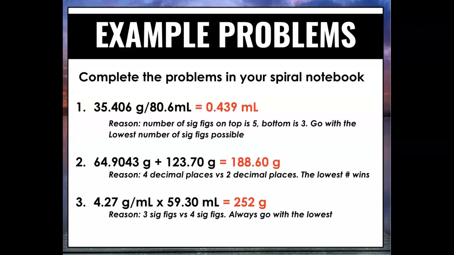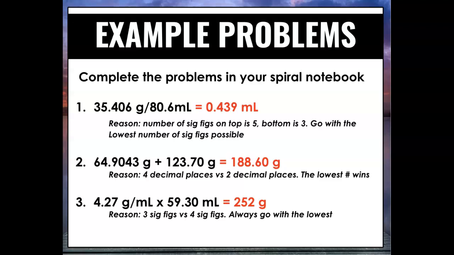Alright, so here are the examples. Okay, so when we're dividing, the lowest number has only 3 significant figures, so we can only have 3 significant figures as the answer. So the answer would be 0.439 milliliters. The reason for this is you can only have 3 significant figures because you have 5 on the top and 3 on the bottom. For number 2, we are adding here, but realize that we can only go to 0.70 because that's 2 decimal places after the decimal point. So we can only go that far, so that's why you have 180.60 grams. Okay, so only 2 decimal places after that.